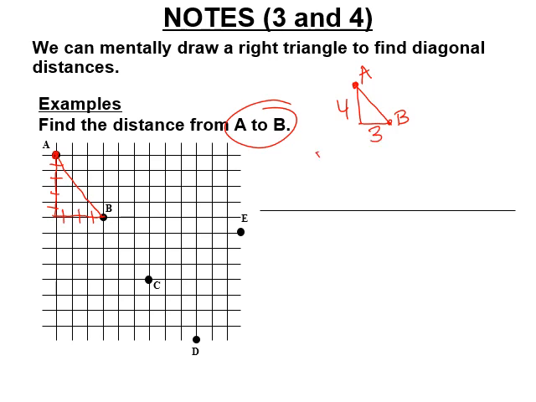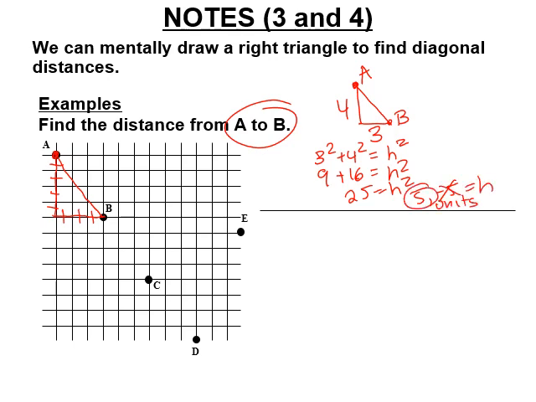So it's 3 squared plus 4 squared equals h squared. So 9 plus 16 equals h squared. 25 equals h squared. 5 and negative 5 equal h, but we should say 5 units. It's 5 units long.